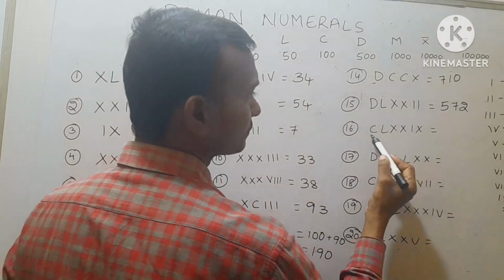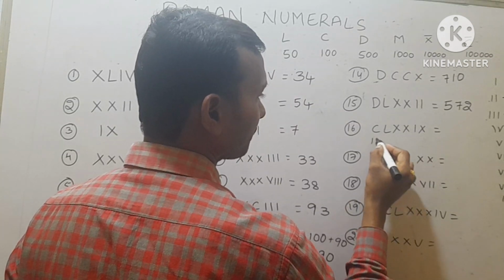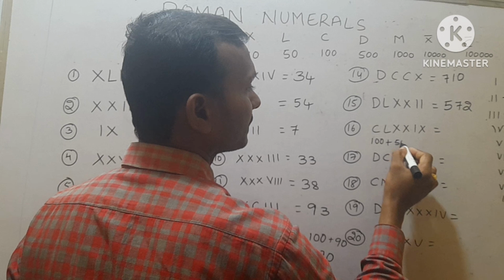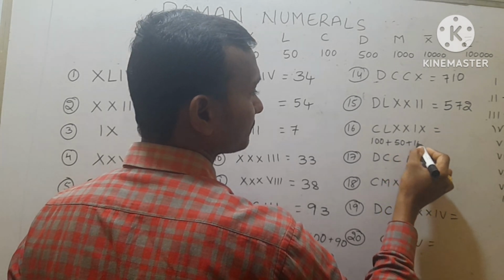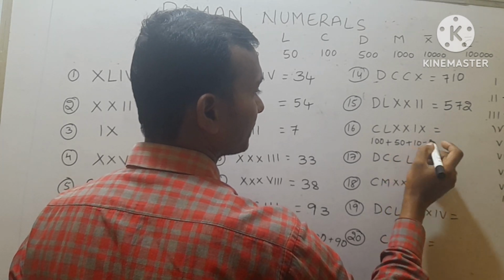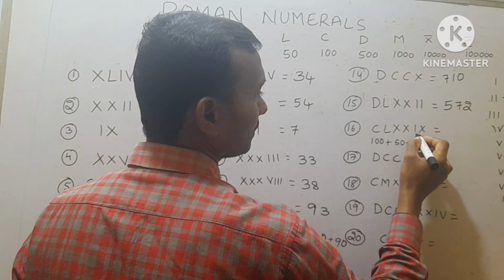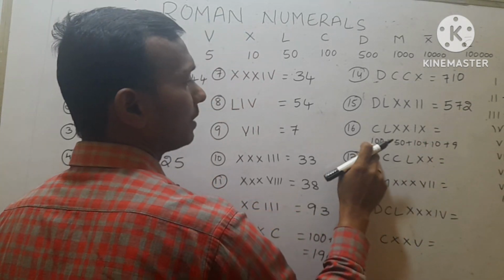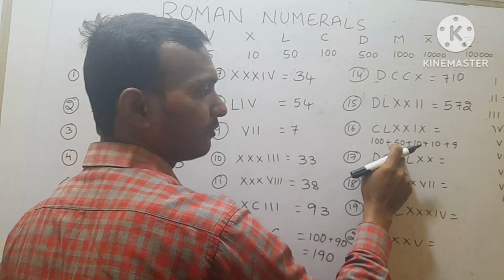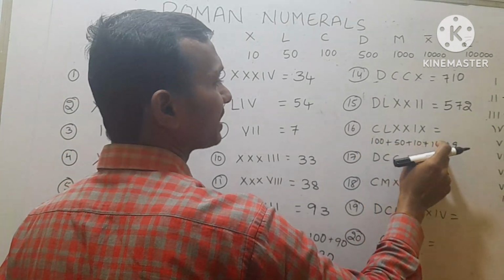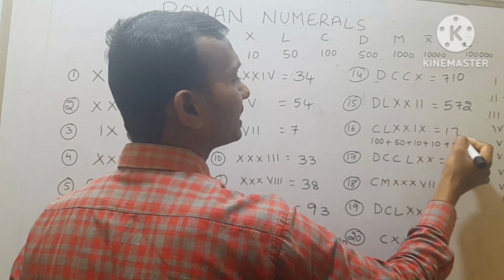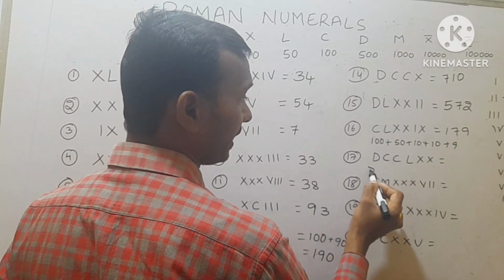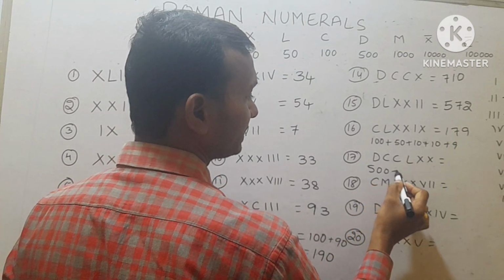Next, C stands for 100, L for 50, X for 10, X for 10, IX, the symbol of IX is nothing but 9. 100, 150, 160, 170, 179. Next, D stands for 500, C stands for 100.